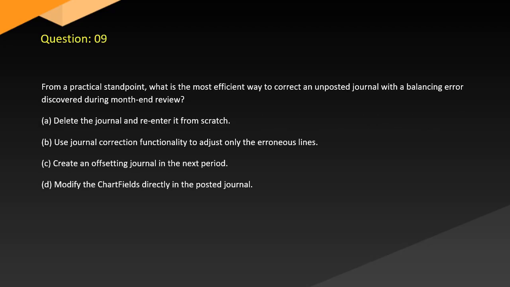Question 9. From a practical standpoint, what is the most efficient way to correct an unposted journal with a balancing error discovered during month-end review? A. Delete the journal and re-enter it from scratch. B. Use journal correction functionality to adjust only the erroneous lines. C. Create an offsetting journal in the next period. D. Modify the chart fields directly in the posted journal.